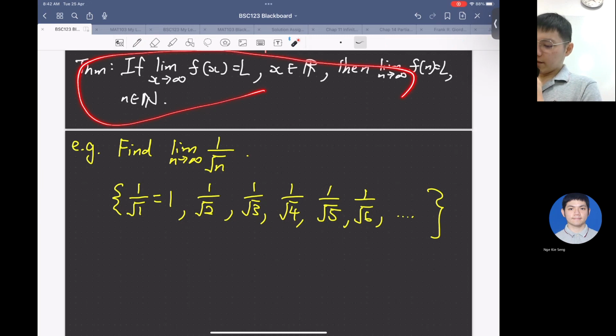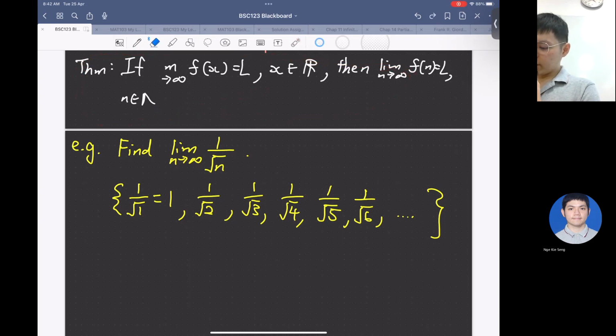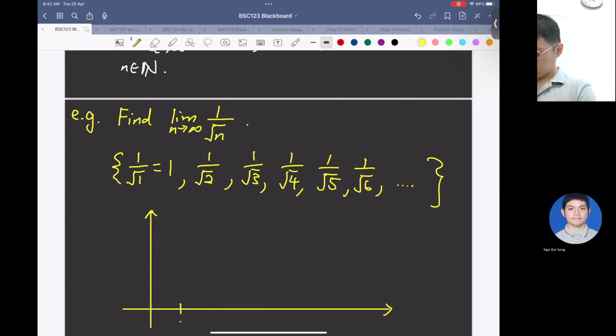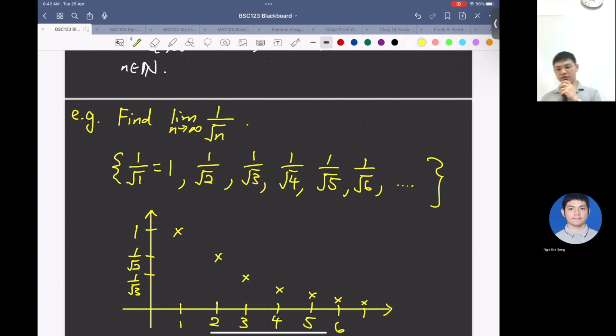So we need to use this theorem here. We need to first look at the real function defined by this sequence. So what do we mean by that? Graph again. So we have 1 here, and then 1 over root 2, 1 over root 3, and so on. So we think that it converges to 0. So how to show it?